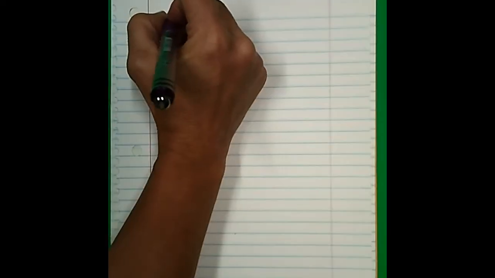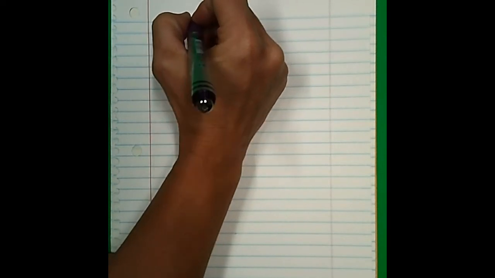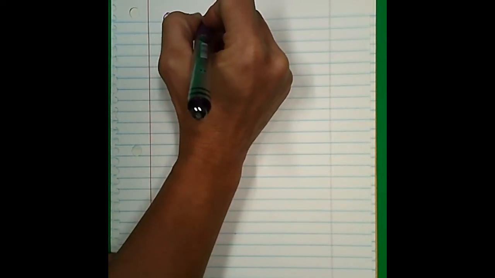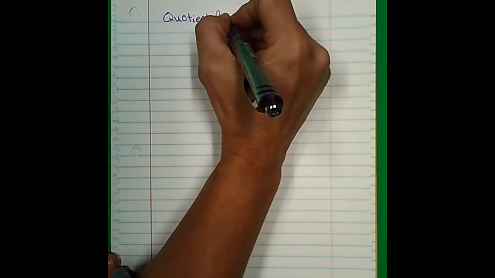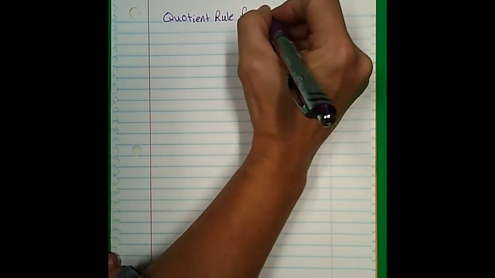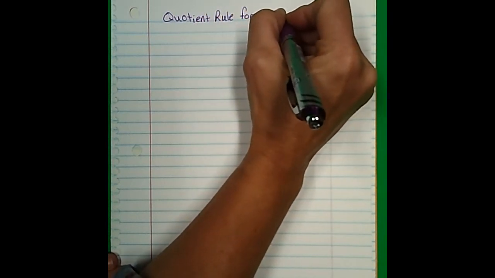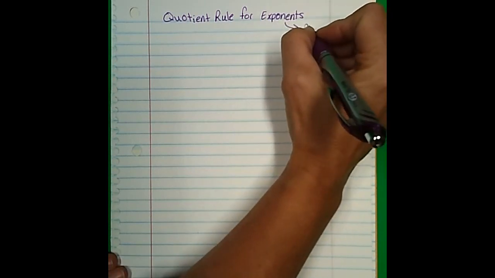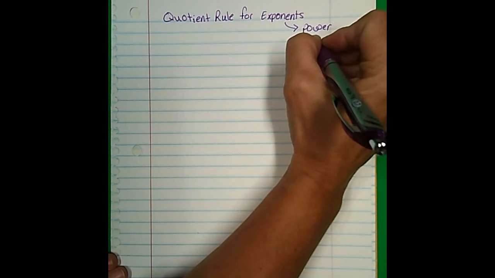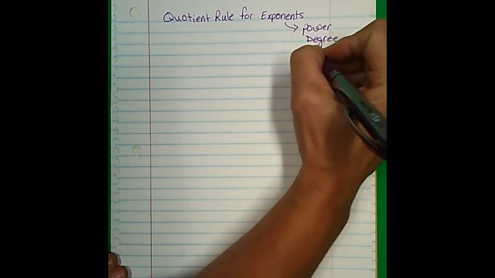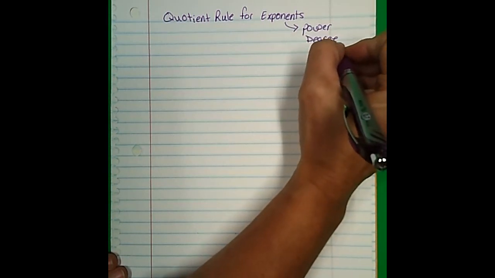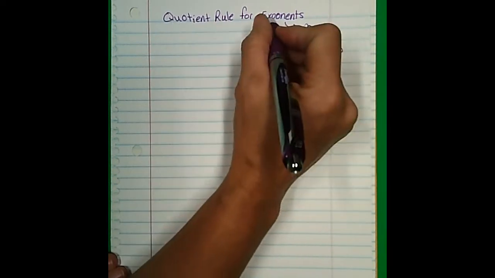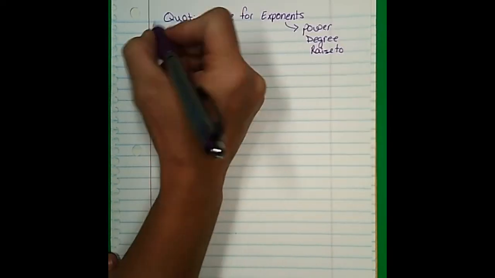Alright, so let's talk about the quotient rule for exponents. Exponents can be called power, degree, raised to. There's many different words for exponent.